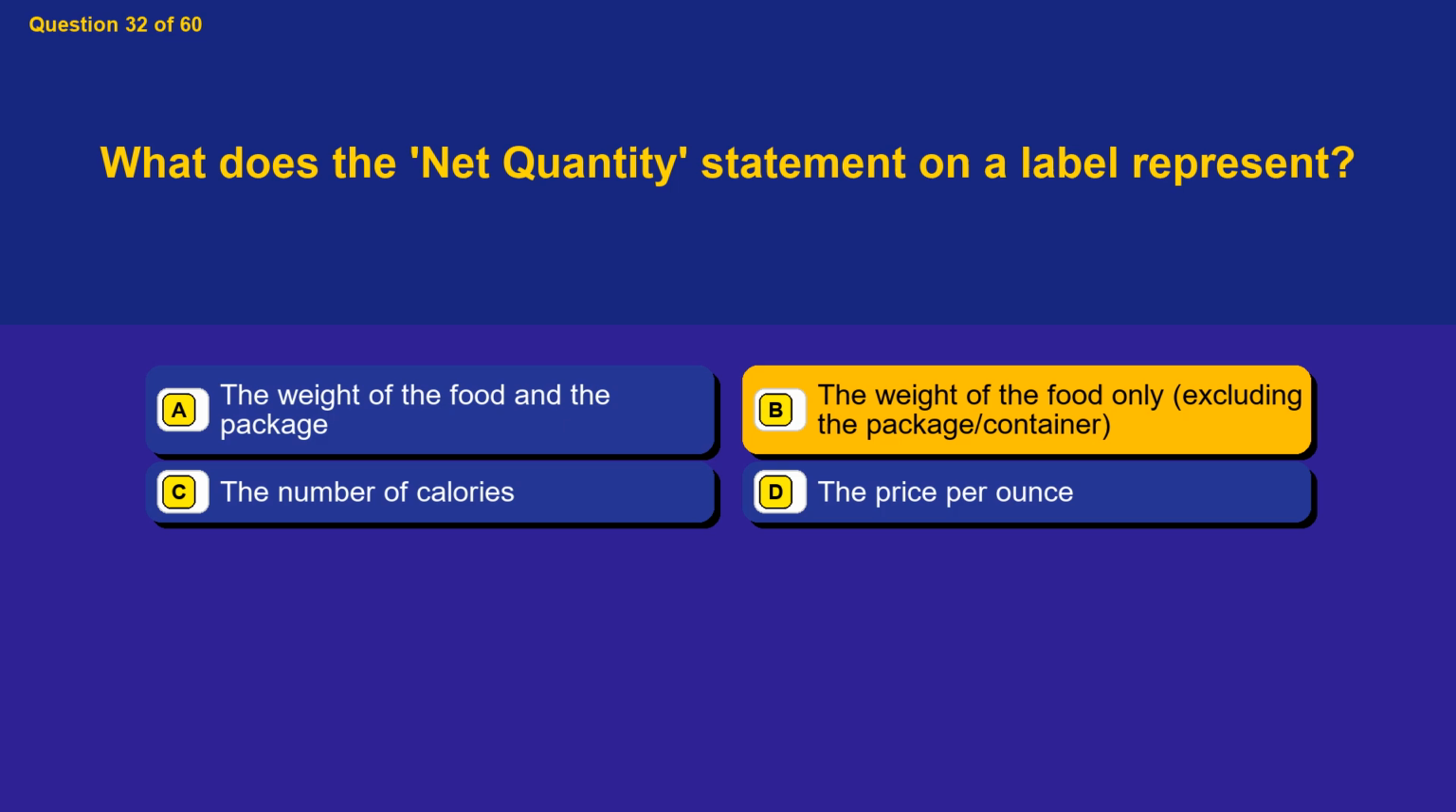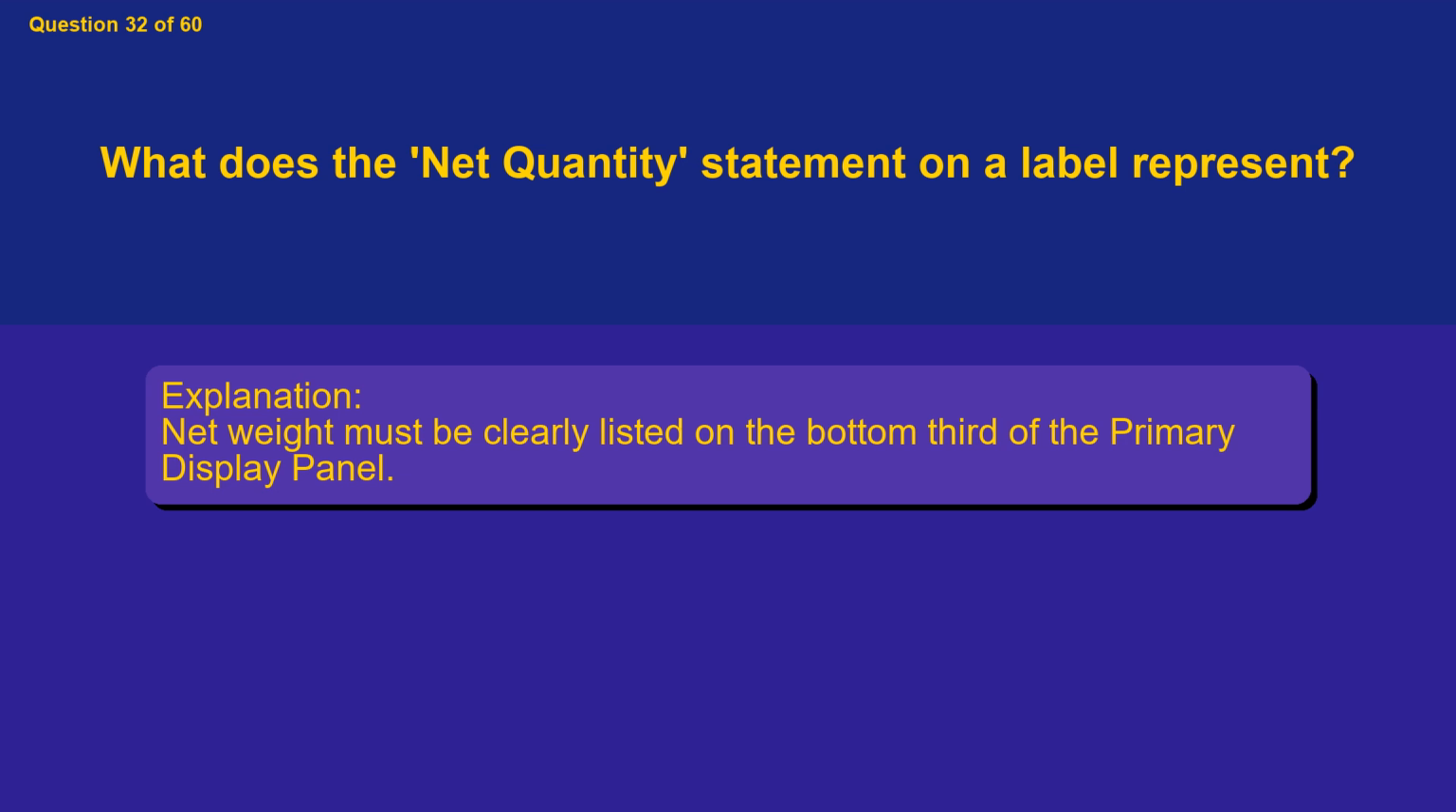The correct answer is option B, the weight of the food only, excluding the package/container. Net weight must be clearly listed on the bottom third of the primary display panel.